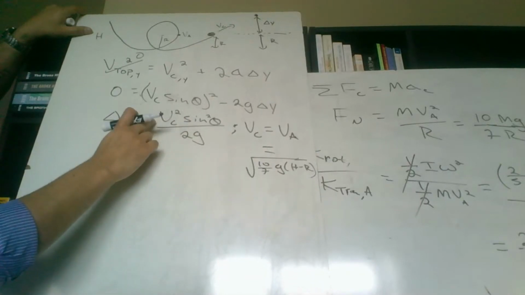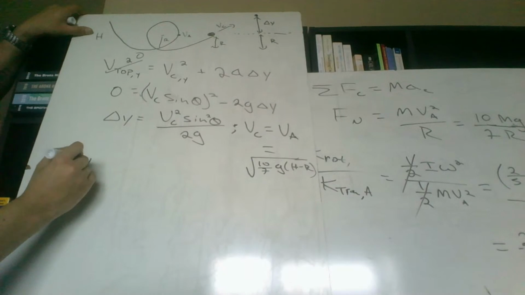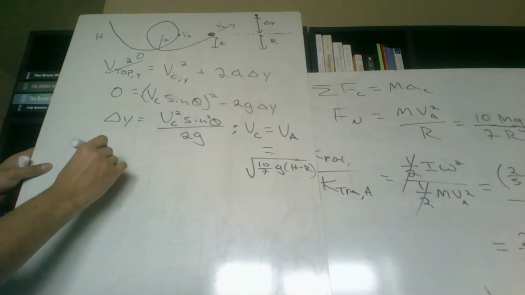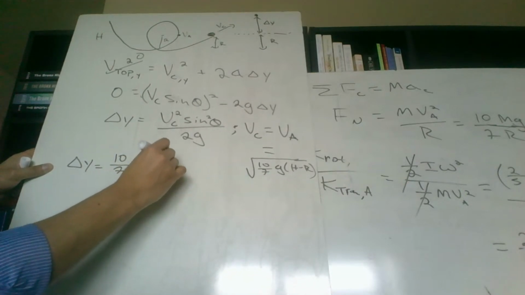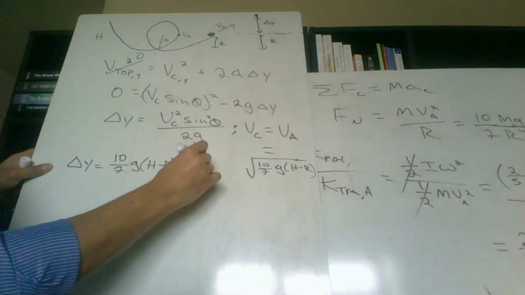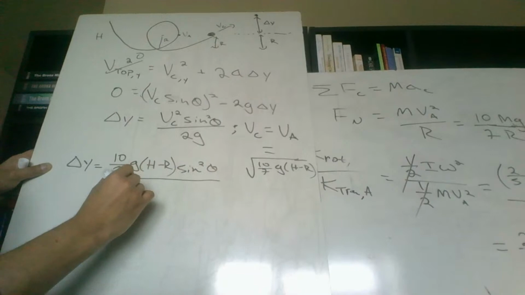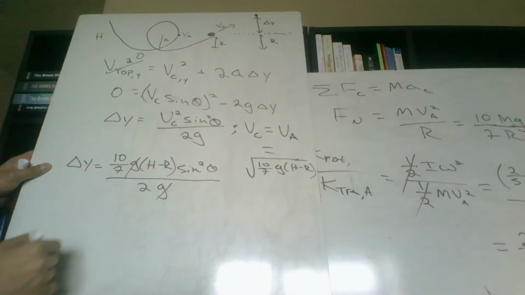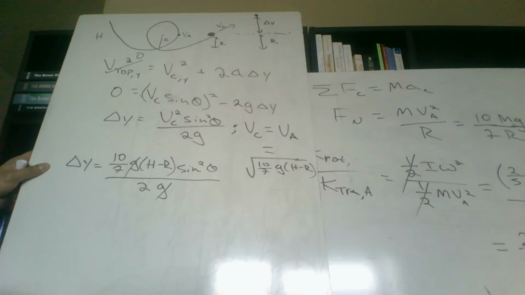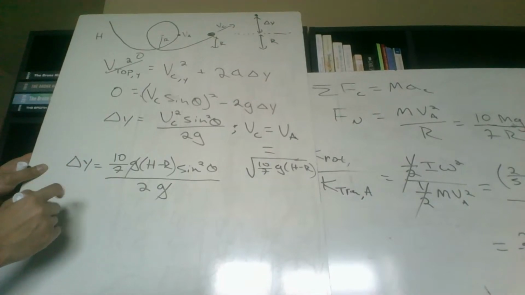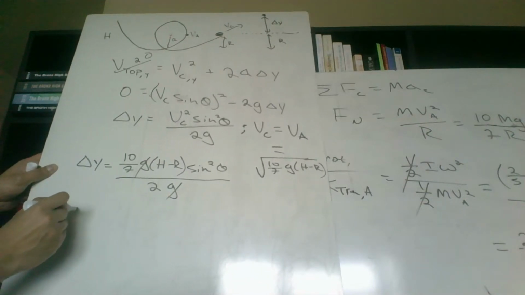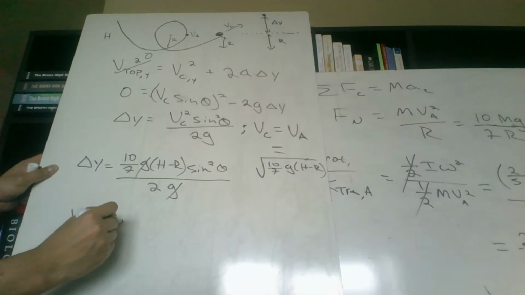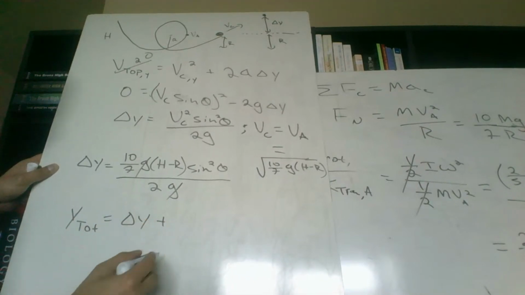So plugging that in for VC, we get delta y equals (10/7 g h minus R sine squared theta) divided by 2g. The g's cancel out. We just clean it up a little bit more. Delta y, well, I'll do that at the end. So this is what delta y is equal to. And so the total height, y total, is equal to delta y plus r.